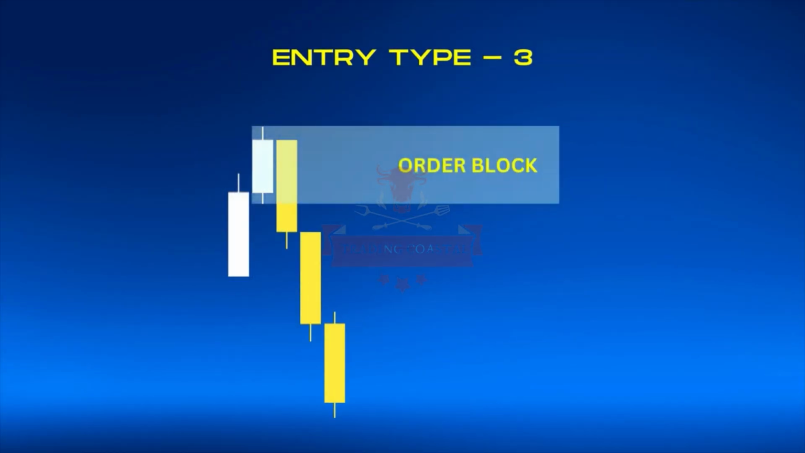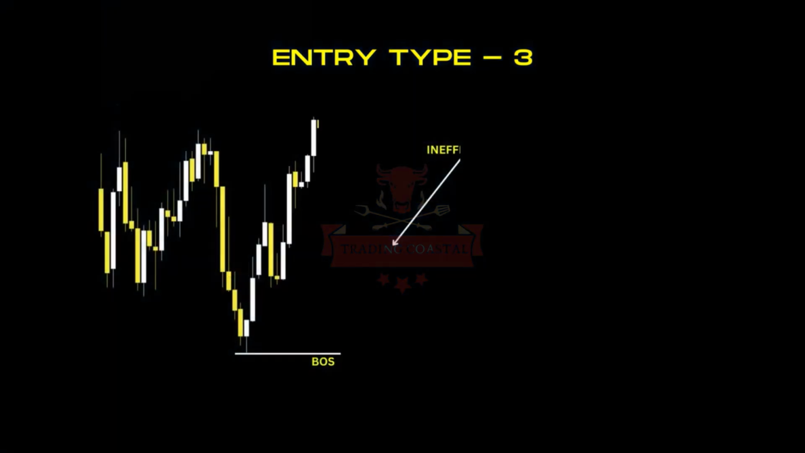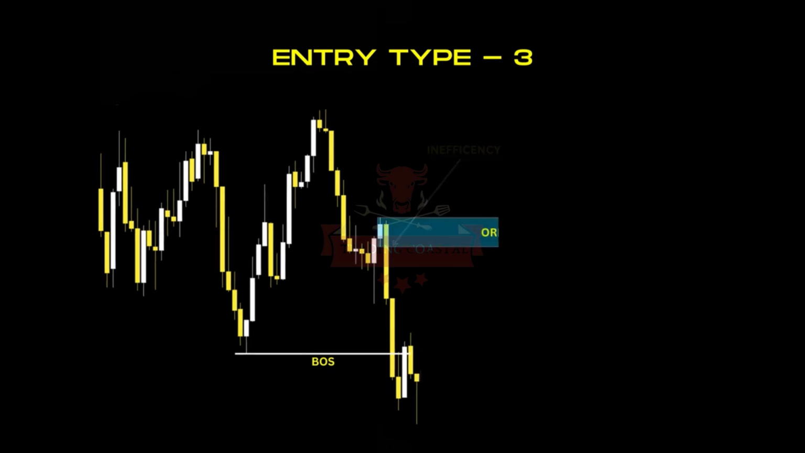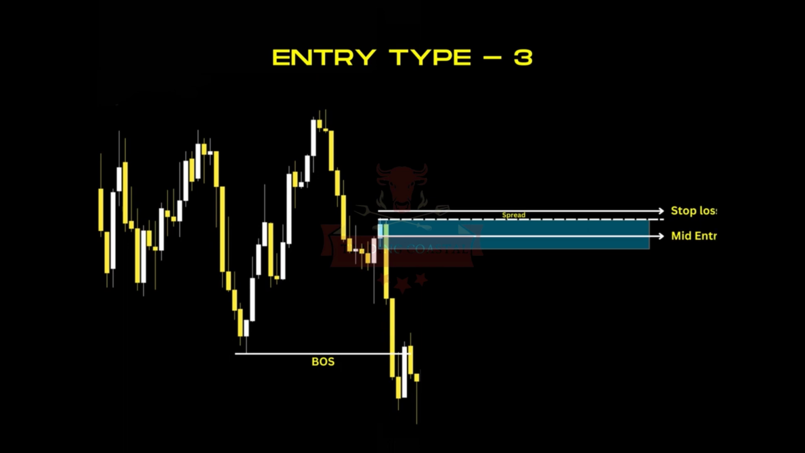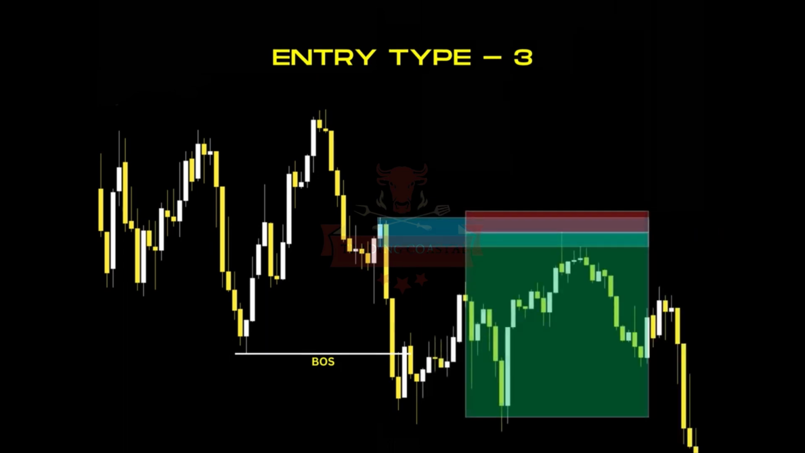The third type of entry involves placing the entry at the midpoint of the order block's zone once a valid order block is identified. In the case of a bearish scenario, the stop loss is positioned a spread size above the highest point of the order block. This entry type offers a reward to risk ratio that is at least twice as large as the regular entry types mentioned. This is due to the refined entry point and the smaller size of the stop loss.